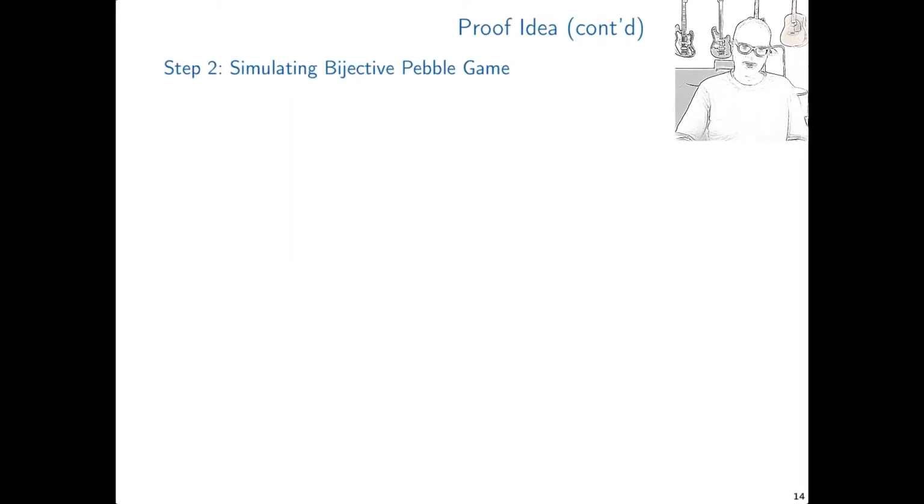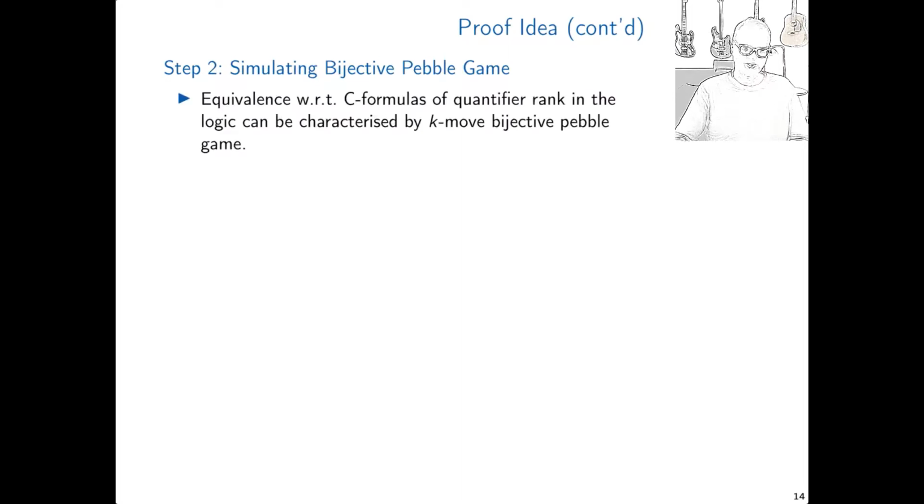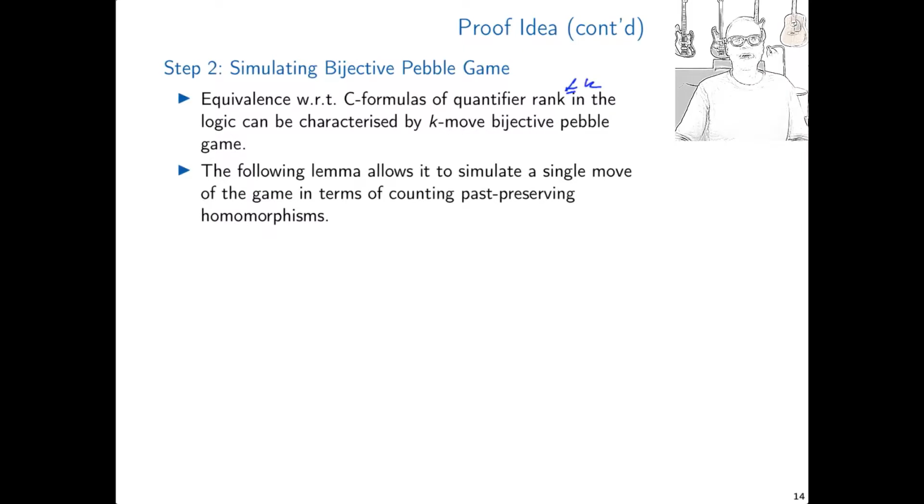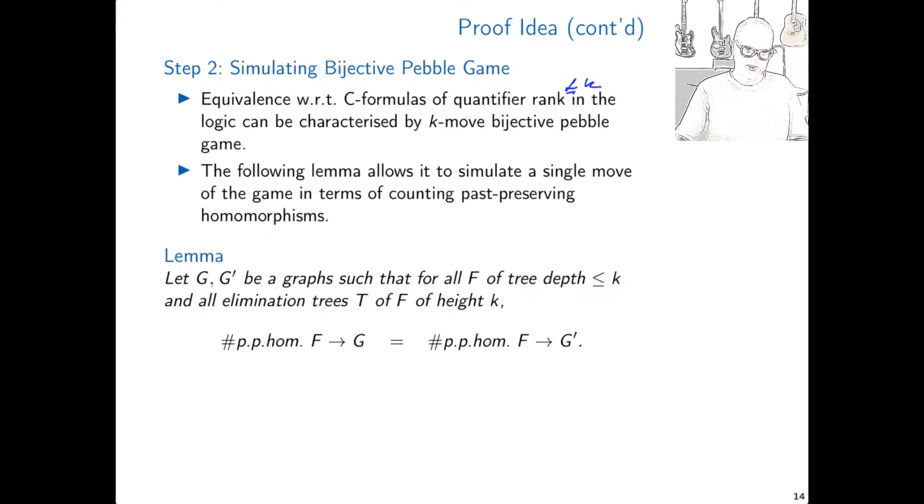And then in the second step of the proof, we connect this to logic. We simulate a pebble game, an Ehrenfeucht-Fraïssé style game, using homomorphism counts. A fact that we use is that equivalence with respect to formulas of our counting logic of quantifier rank at most k can be characterized by the k-move bijective pebble game. And that's, as I said, an Ehrenfeucht-Fraïssé style game. And the main result here is a lemma that allows us to simulate a single move of the game. And I just want to state the lemma without going into any more details.